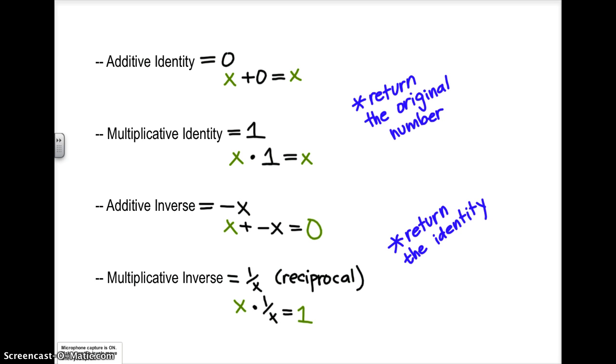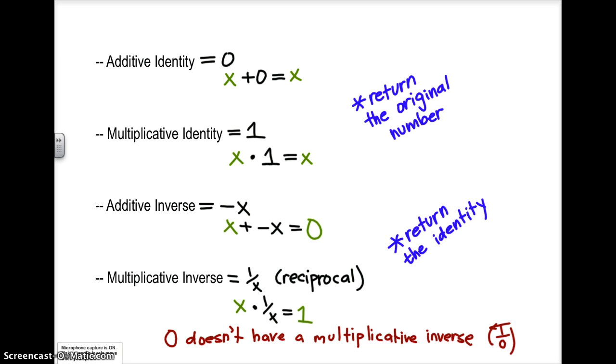Okay? An important thing to note about those inverses, 0 does not have a multiplicative inverse. That should make sense. The reason that should make sense is because we can't take the reciprocal of 0. The reciprocal of 0, 1 over 0, that's bad news bears. We don't want that. Okay, so we do not have a multiplicative inverse for 0.